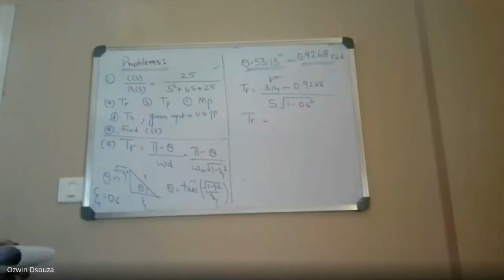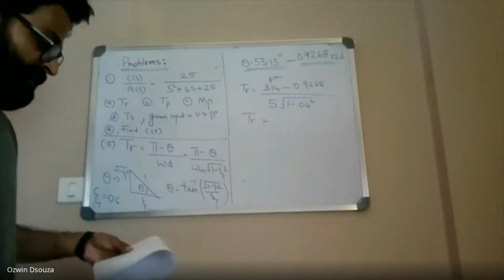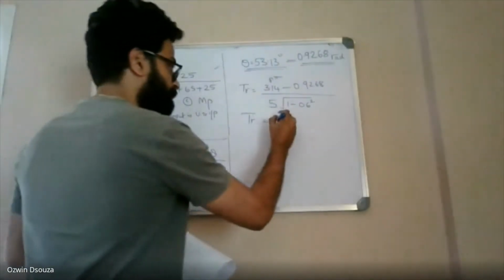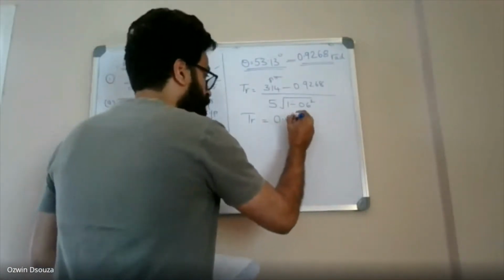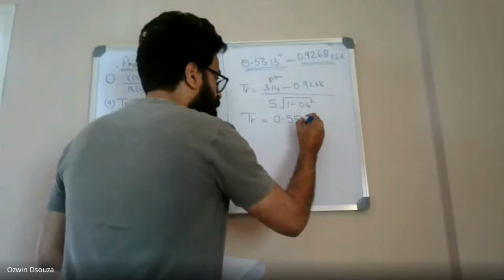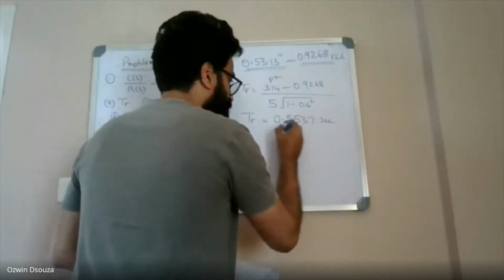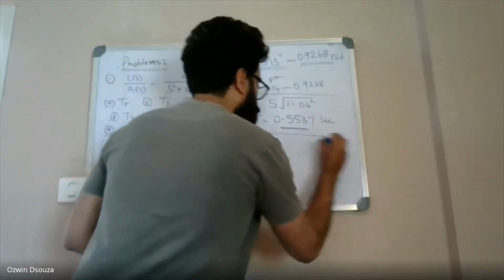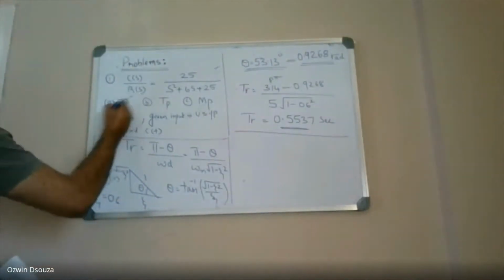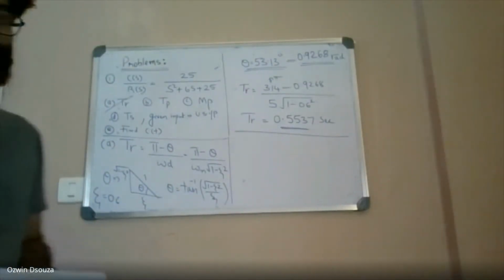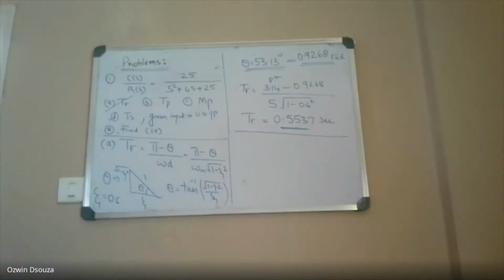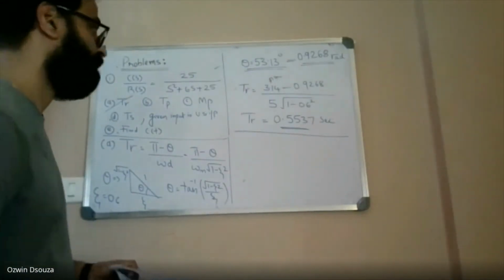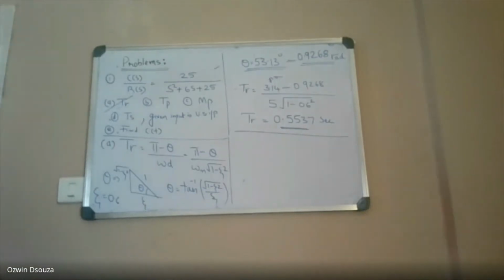So you're supposed to get the rise time value. If someone has calculated, they can cross check their answer. 0.5537 seconds. So that's your rise time, first one. Fine. Any doubts?